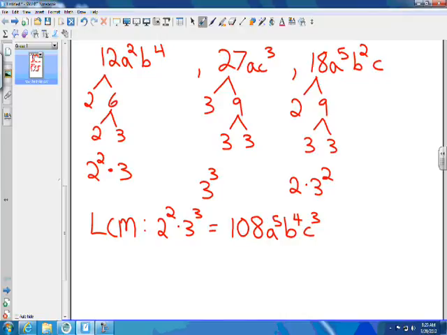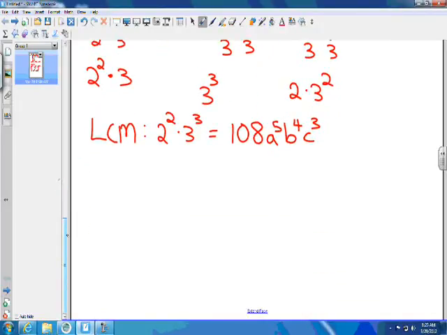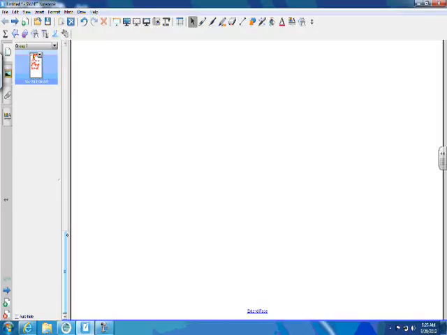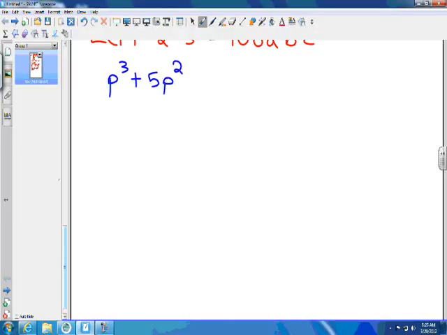So again, all of these are monomials. Each one is just one term. We also have the polynomials. That's where the problems get pretty long and drawn out. But we'll start off just finding the common denominator. p to the third plus 5p squared plus 6p. That's your first one. p squared plus 6p plus 9 is your second.